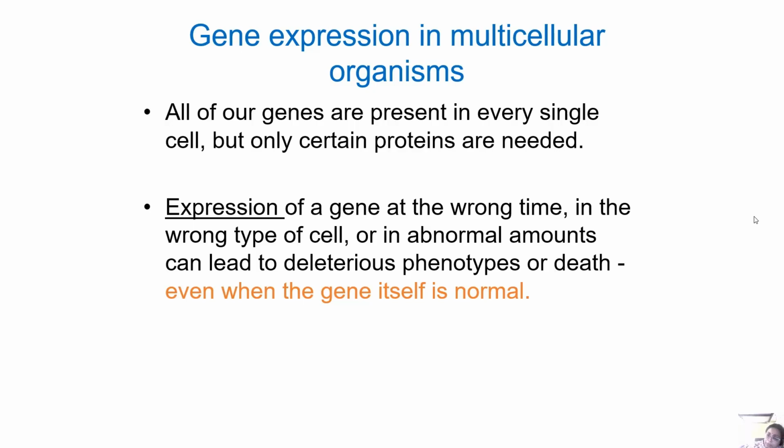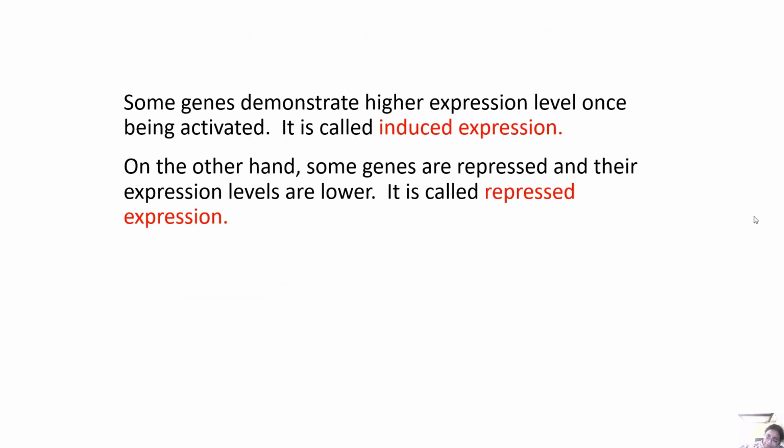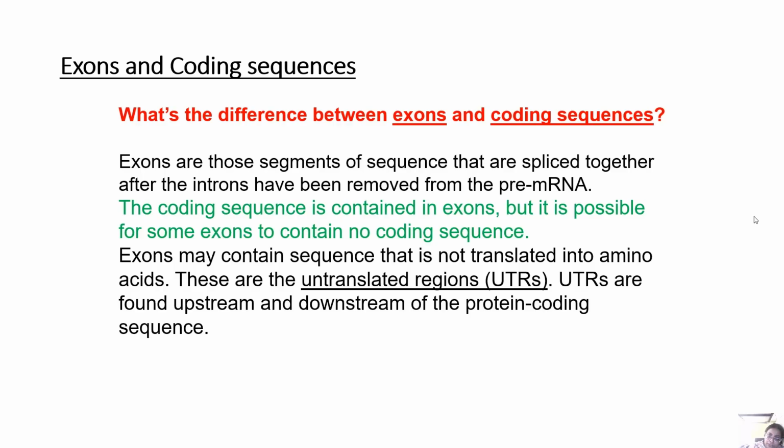Now, all our genes are present in every single cell, but only certain proteins are needed. So, expression of a gene at the wrong time, in the wrong type of cell, or in abnormal amounts can lead to deleterious phenotypes or death, even when the gene itself is normal. Some genes demonstrate a higher expression level once activated. It is called induced expression. On the other hand, some genes are repressed and their expression levels are lower. It is called repressed expression.